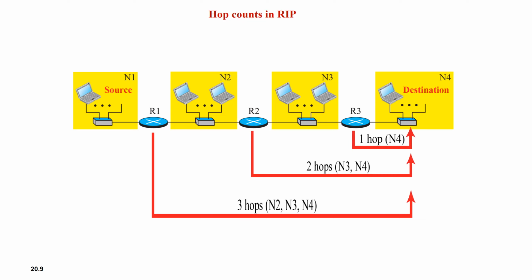Next, from N2 to N3, then N3 to N4, so 2 hops. And finally, from N3, that is router 3, the number of hops should be only 1 hop. So, what should the forwarding table contain?